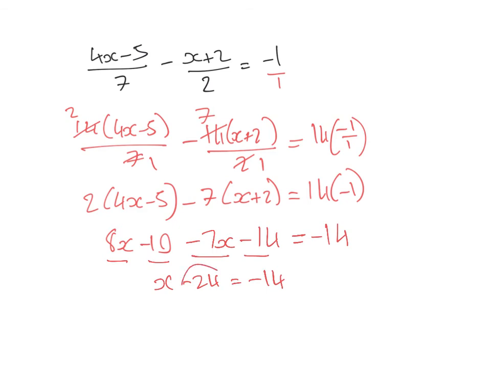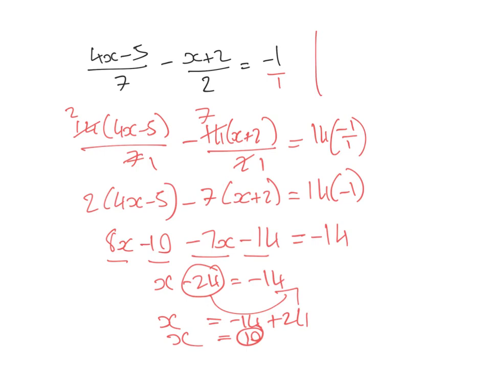And then we don't want the negative 24 there. Move it across and change its sign. So it becomes x equals negative 14 plus 24, so x equals 10. Again, check it back here.